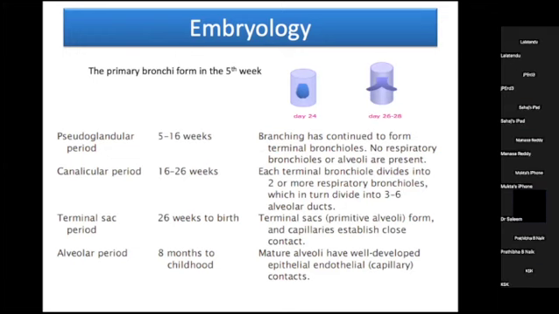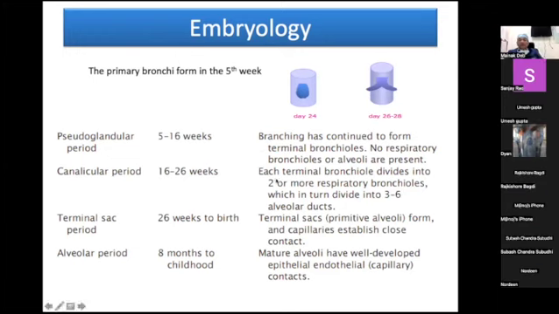No alveolar sacs or terminal sacs are seen yet. Alveolar sacs start to appear in the terminal sac period around 26 weeks to birth. And the alveolar period, which starts around 8 months of gestation, continues well into early childhood and in toddlers up to 4 to 5 years of age.